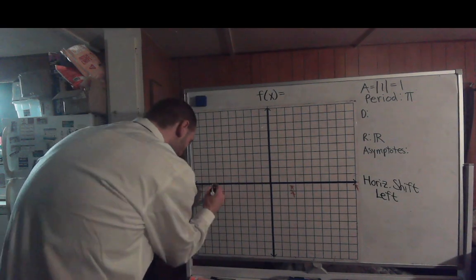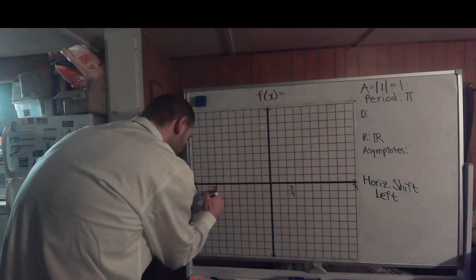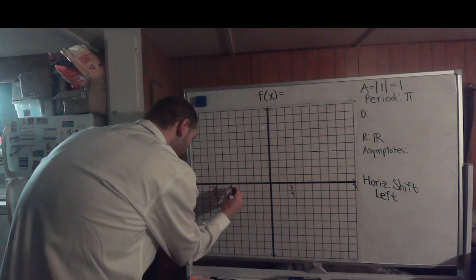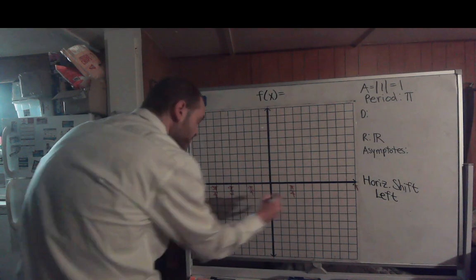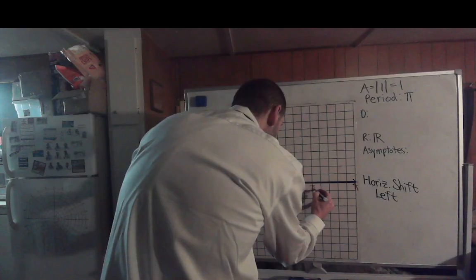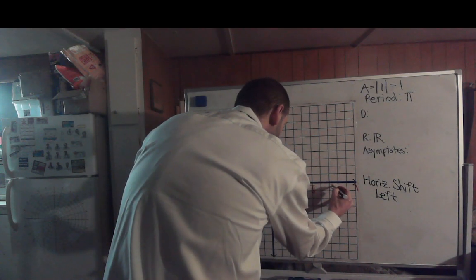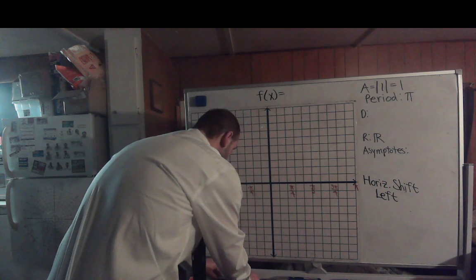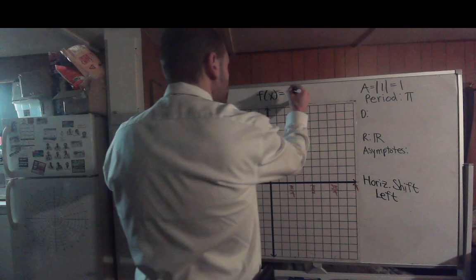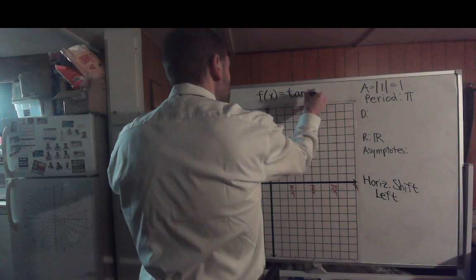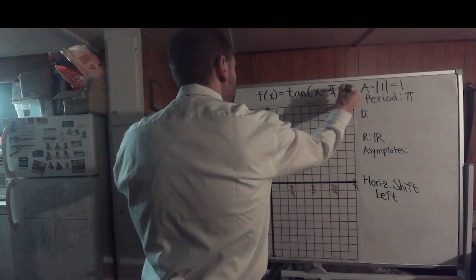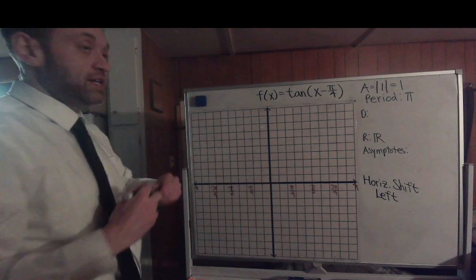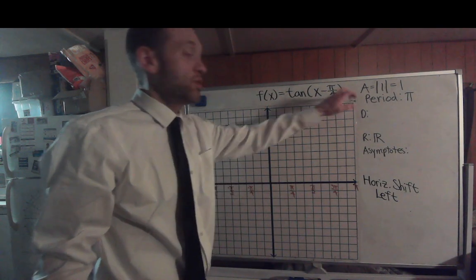Before I go any further, let me label these points. So there's negative pi over 2, negative pi over 4, positive pi over 2, positive 3 pi over 4. Alright. So f of x equals the tangent of the quantity of x minus pi over 4. So now we have the tangent of the quantity of x minus pi over 4.